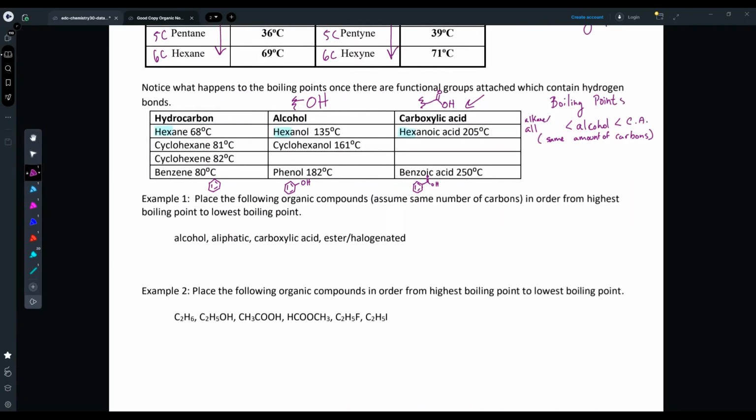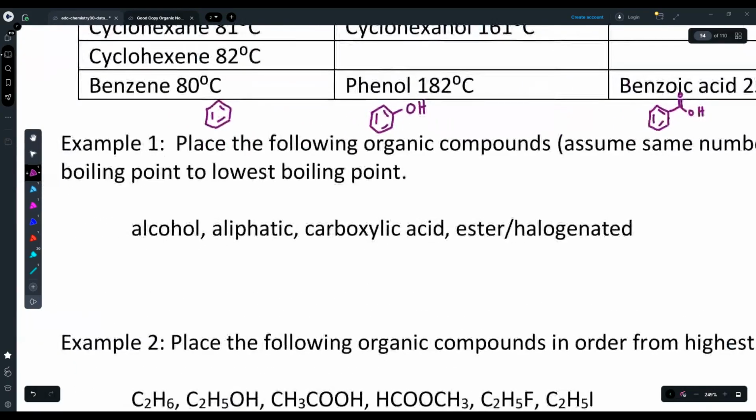All right, moving on to this first example here. Place the following organic compounds, assuming the same number of carbons, in order from highest boiling point to lowest boiling point. Okay, so we have alcohol, aliphatic, which just means that it's a carbon chain, carboxylic acid, and then an ester.